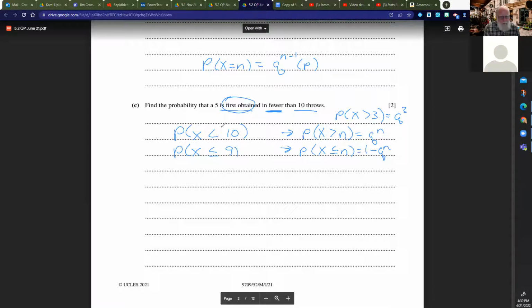Now let's go back up here. What are the numbers that are less than 10? 9, 8, 7, 6, and so on. What are the numbers that are less than or equal to 9? The same thing. 9, 8, 7, 6. Are you with me on this? So it looks different, but I end up with the same exact numbers.